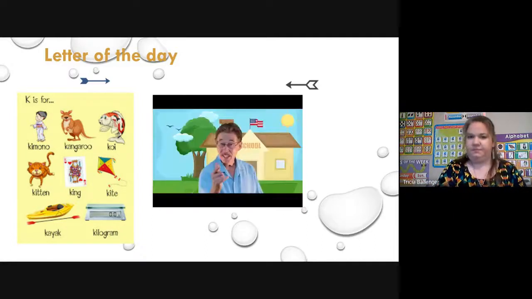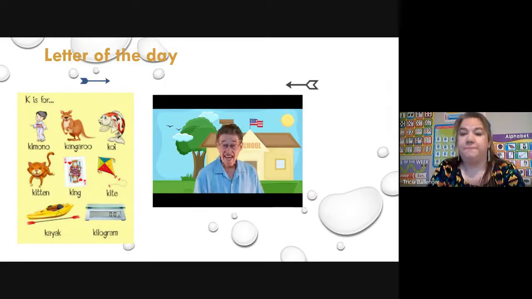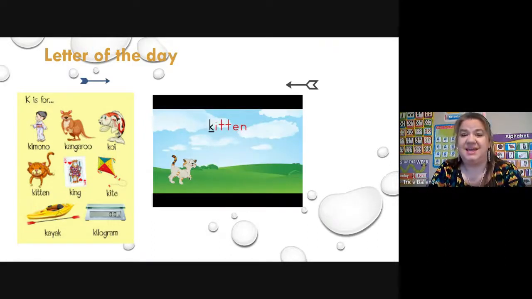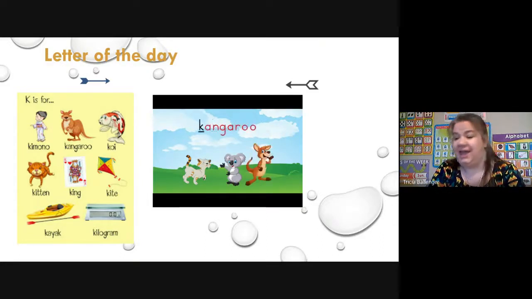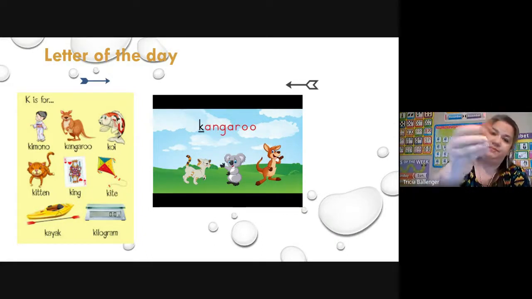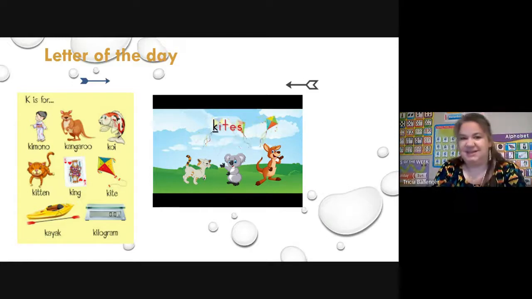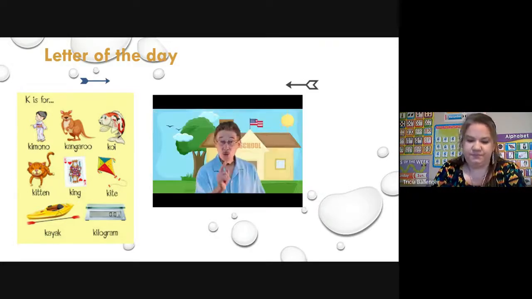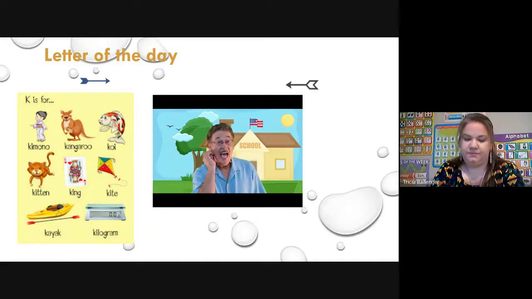At the beginning of these words, listen for the K sound. A little kitten. Kitten. Kitten. Kitten. With a friend, the koala. Koala. Koala. And her friend, the kangaroo. Kangaroo. Kangaroo. Together flew their kites. Kites. Kites. At the end of these words, listen for the K sound.